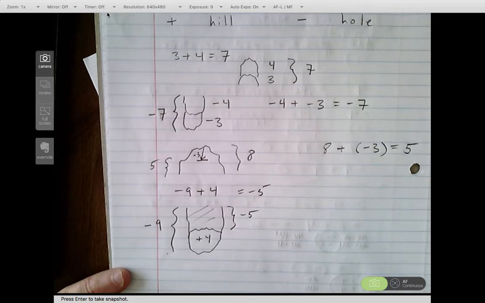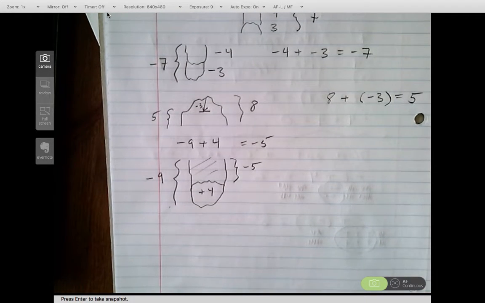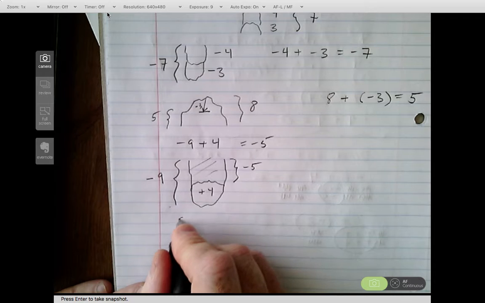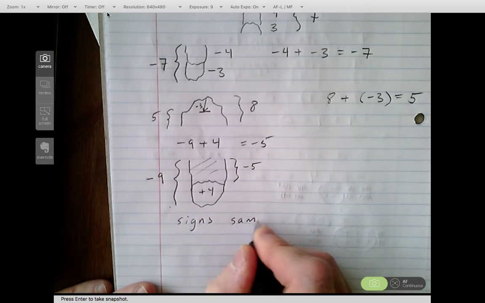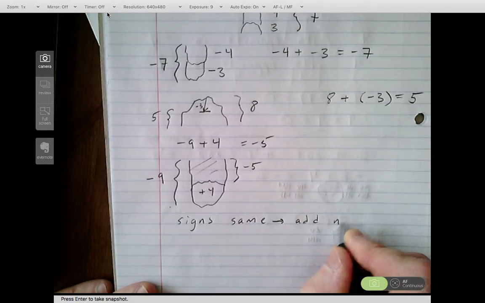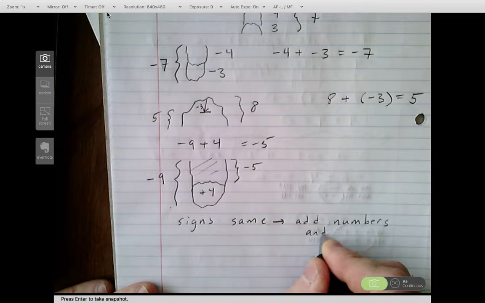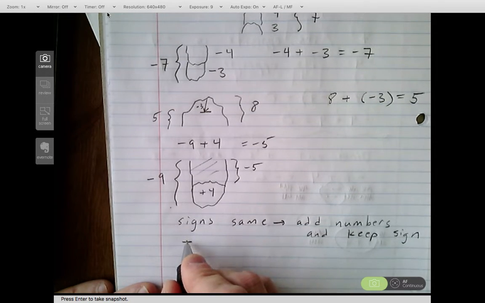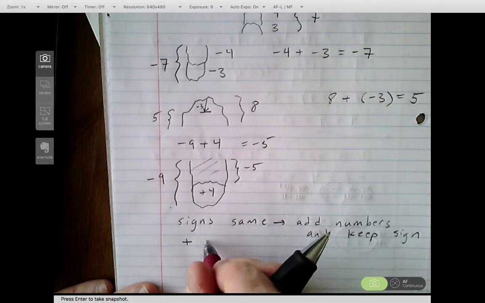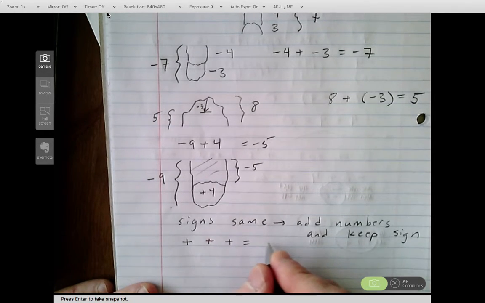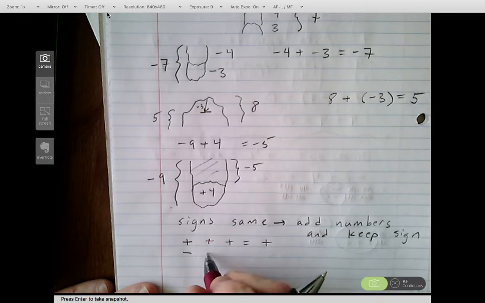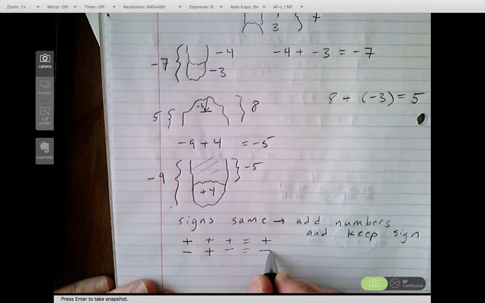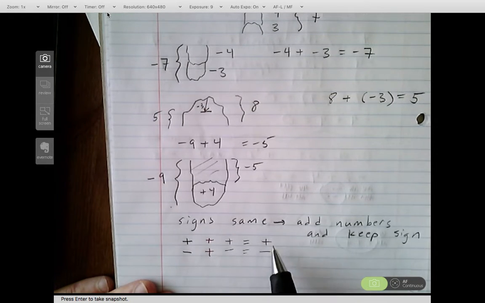Okay, so that's pretty much how it works. I think I'm going to give you a little tip here, and I hope it makes sense. So if the signs are the same, you just add the numbers and keep the sign. So a positive added to a positive is a positive answer, and a negative plus a negative is a negative answer. So that's like a hill plus another hill on top. You're going to stay above the ground and have a hill. And if you take a hole and dig another hole in the bottom of it, you stay below the ground, so your answer is negative.